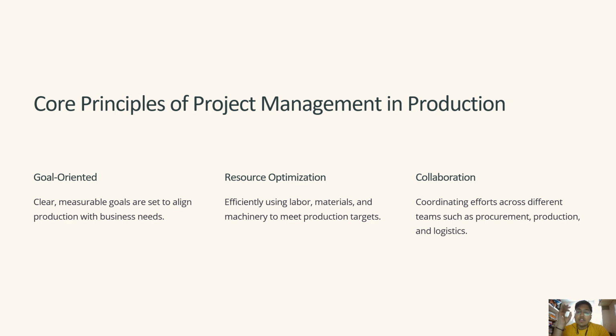And the third thing is collaboration. Now, collaboration, as we all know, is coordinating with stakeholders or people who are involved in the business, the project, or any of the management line. We have to make sure that the efforts across different teams such as procurement, production, and logistics are all coordinated in a proper way. The collaboration, the communication, and the sharing of information between them is done properly.